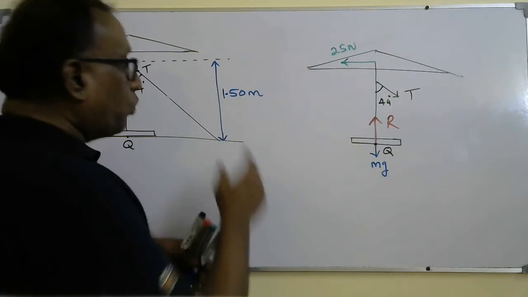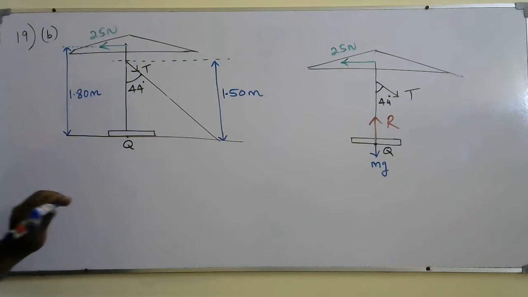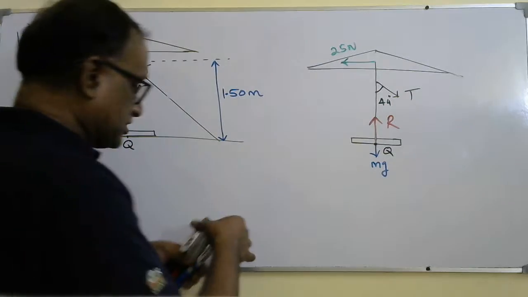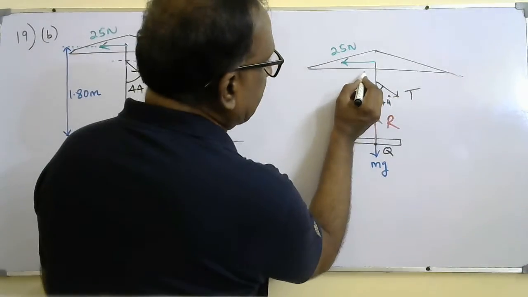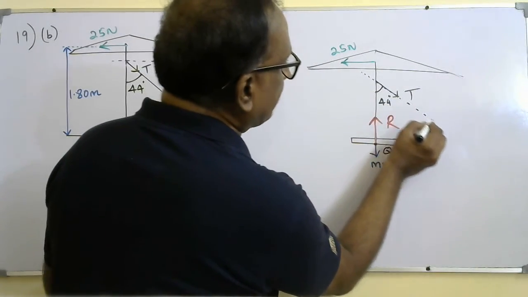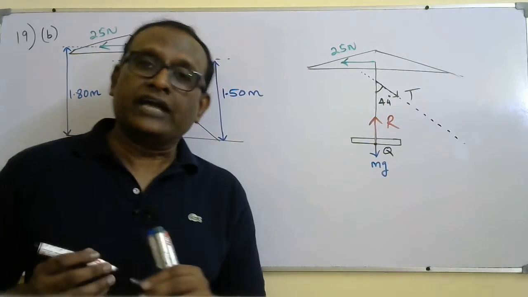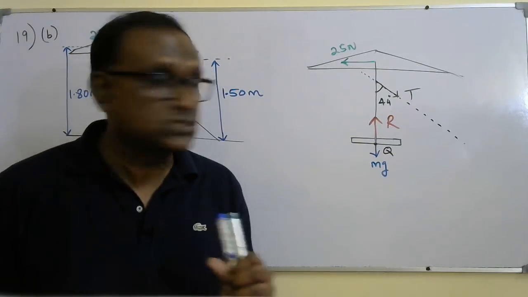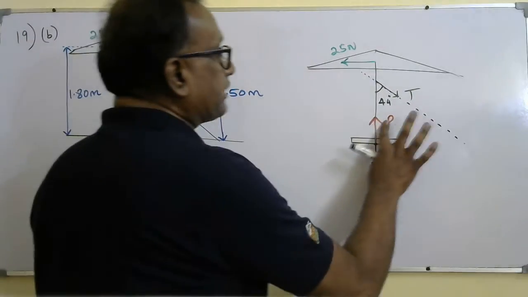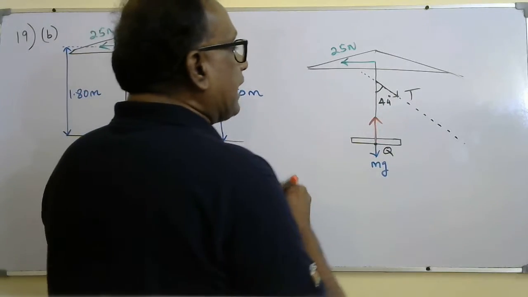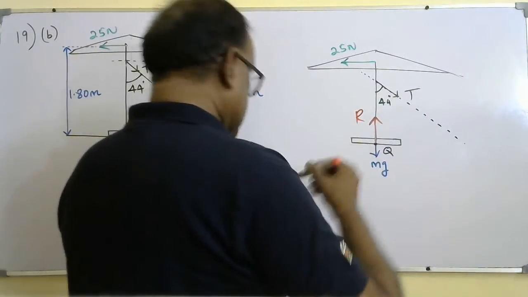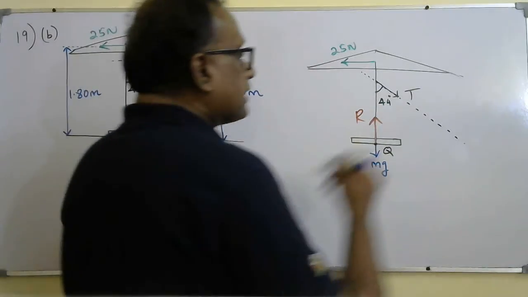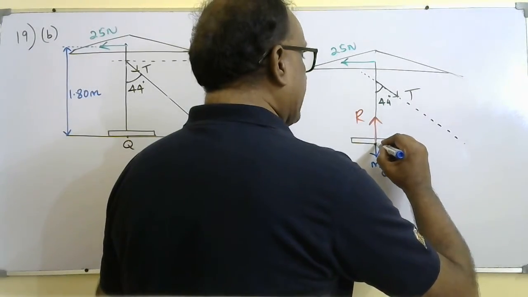That height we know, 1.80. The only thing I need to find is the perpendicular distance to the line of action of the tension. The line of action means I can extend the tension any amount. How do you define moment? Force times the perpendicular distance to the line of action of the force. The line of action of force is this one, and this is the perpendicular distance to the line of action of force. I'll use blue color ink.